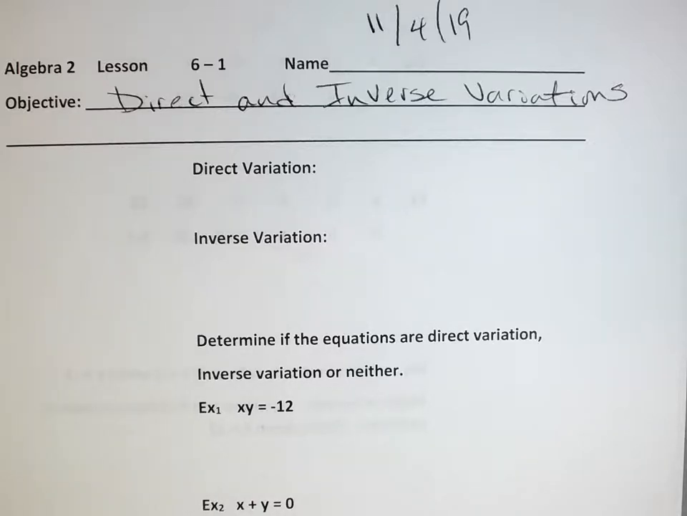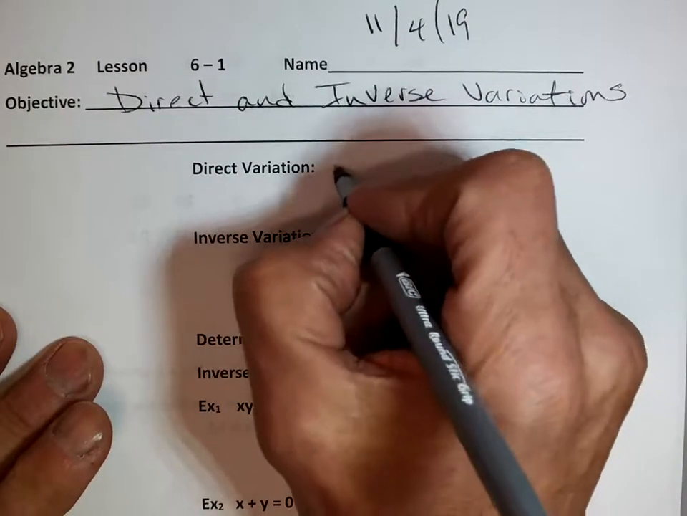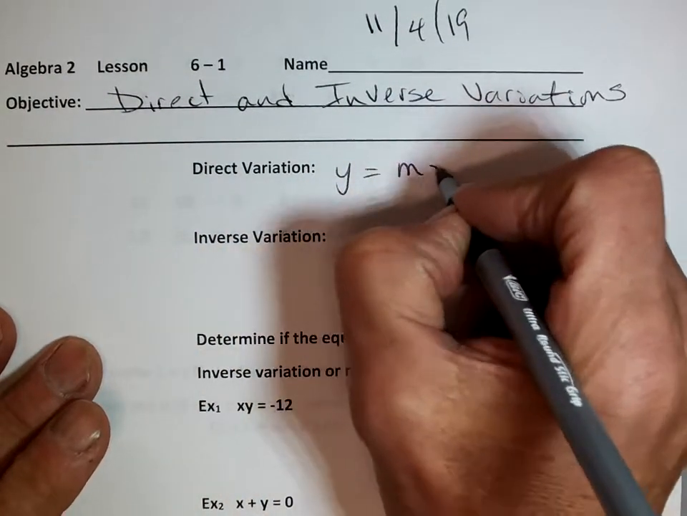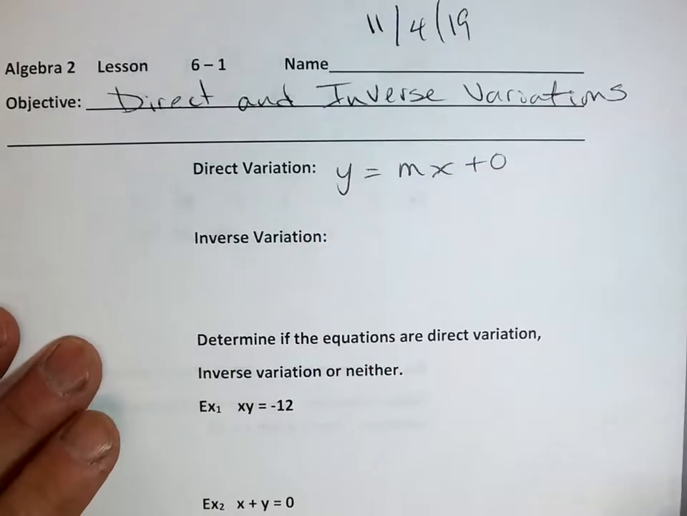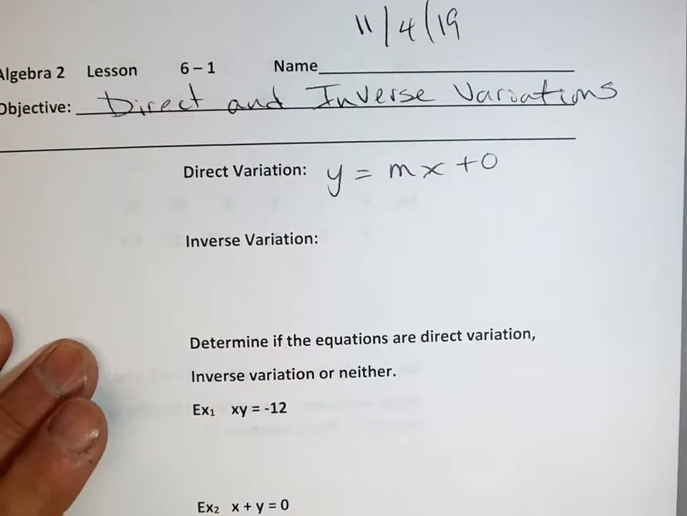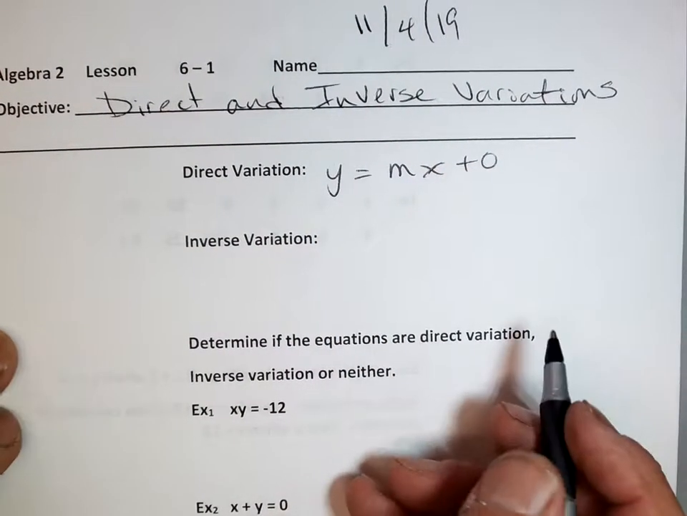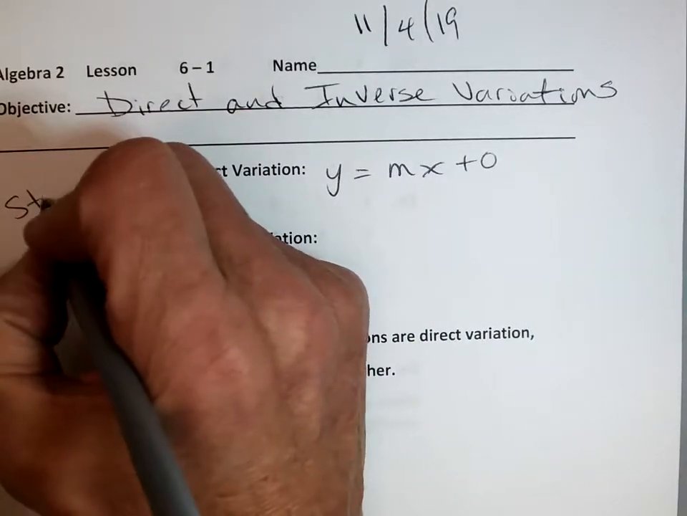That's a direct variation. So direct variation is in the form of y equals mx plus 0. Now that should look familiar. That should look very familiar, okay? So that should be a straight line, right? It should be a straight line.